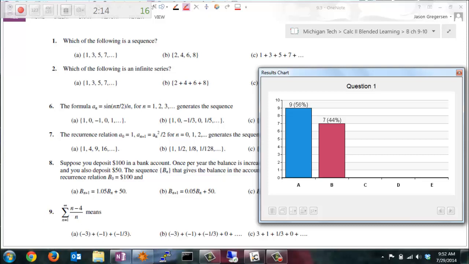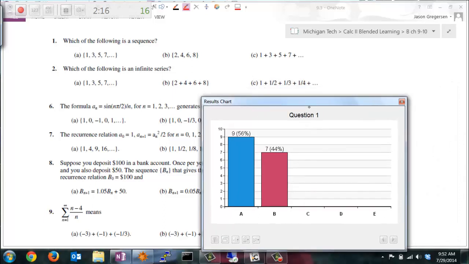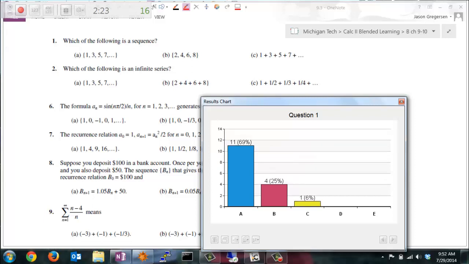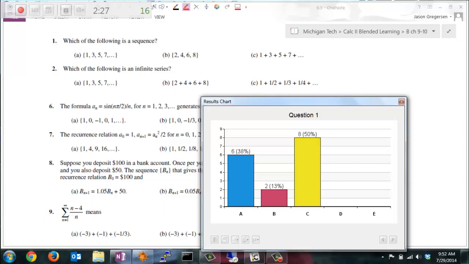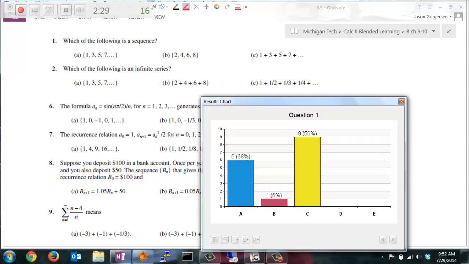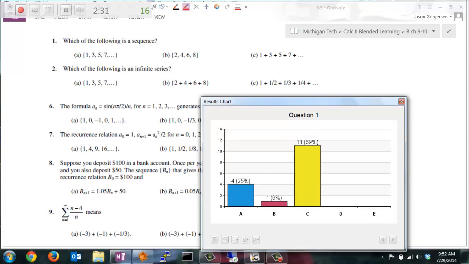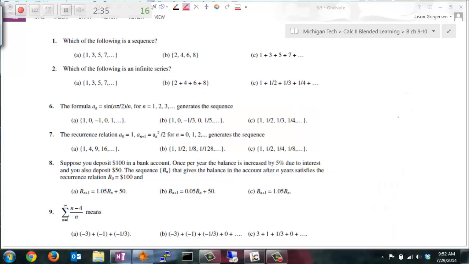What about the next one? Which of the following is an infinite series? So go ahead and just change your values. I'm not sure. I might need to hide that so group mentality might just sway it one way or the other here. I'll probably have to do that. Which of the following is an infinite series?